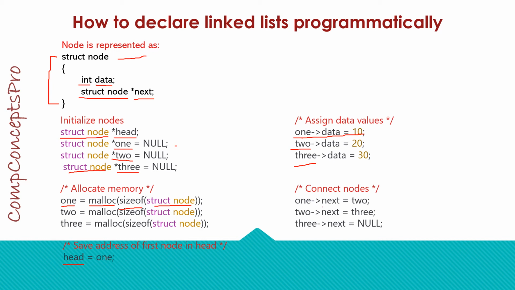So the next pointer of node 1 will have the address of node 2 like this, and the next pointer of node 2 will store the address of node 3. So these are the statements showing how these nodes can be connected, or in other words, the address of the next nodes will be stored in the next pointer of the previous nodes. And finally, in our example, the third node is the last node of our linked list, so its next pointer will be null.